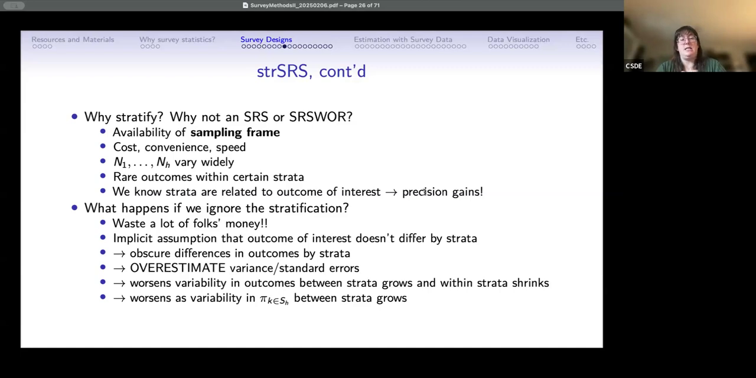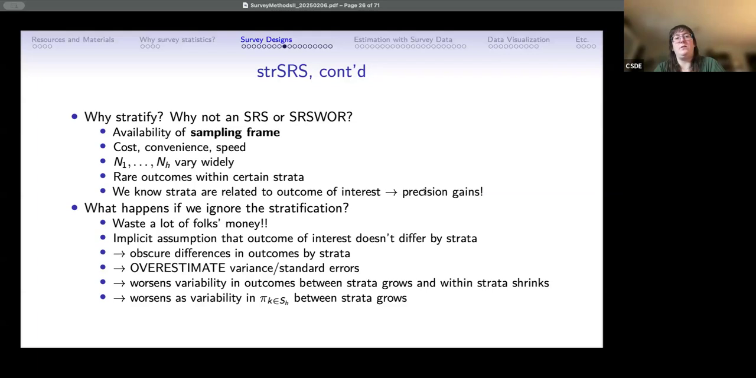And all of these things, as I said, worsen as the relationship between the outcome and the strata increases. It worsens as variability in outcomes across strata grows, and within strata shrinks. So that's basically saying the same thing in a different way. And then it worsens as variability in the weights grows.